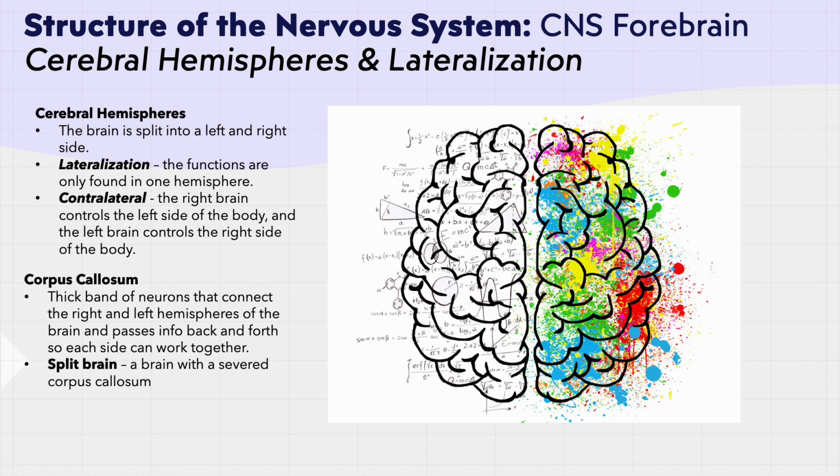Research, though, does suggest that lateralization of the brain is graded. So that means it gradually occurs as we develop. So the functions only found in one hemisphere will start to develop as we develop. We also have the corpus callosum. So that's this thick band of neurons that connects the right and left hemispheres, or right and left side of the brain, and it passes info back and forth so each side can work together.